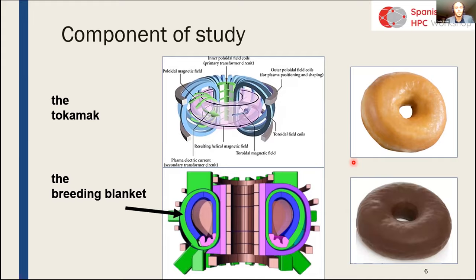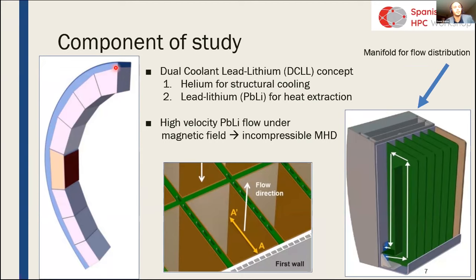The idea of this chocolate metaphor tells us that there are different types of chocolate, as there are different types of breeding blanket concepts. The case I'm working on is what we call the dual coolant lead lithium, which is based on the fact that we use two different coolants. The first one is helium, which will flow through those small channels. Its function is basically to allow the materials to work within the temperature constraints for their integrity. And later we have the lead lithium flowing through those vertical channels, which are meant to extract heat, breed tritium, and also to bind the neutron flux for the coils, for example, right?